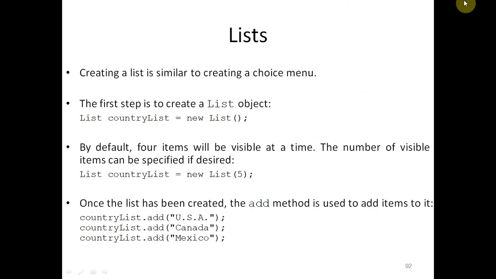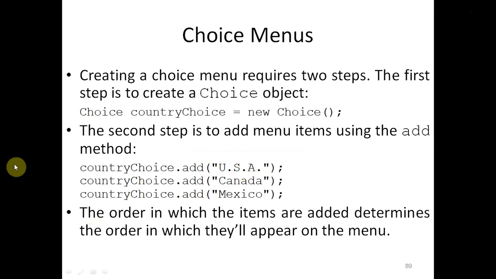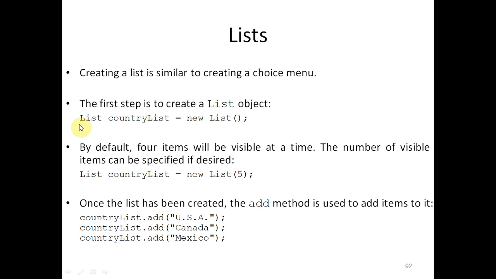For creating the list box, we require the List class: List countryList equals new List. In case of the combo box, we require Choice, and here we require the List class. List countryList equals new List(5). Suppose we have mentioned here 5 elements we have to add in this list box. Then we'll write countryList.add USA, countryList.add Canada, countryList.add Mexico.